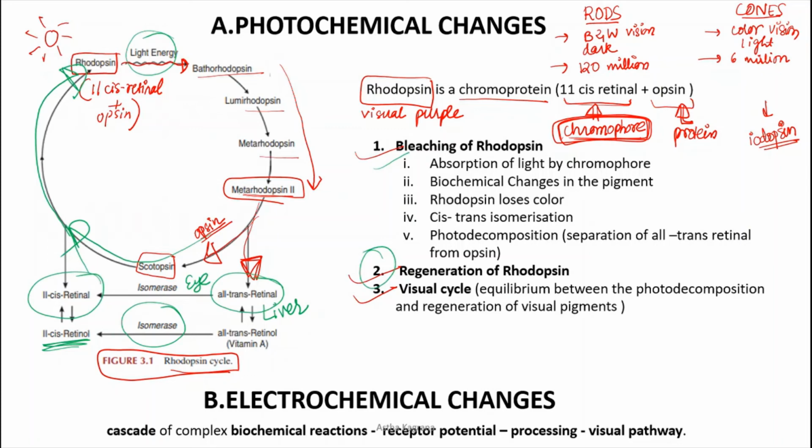Now coming to the electrochemical changes, as you saw that various biochemical changes are occurring here. This will lead to generation of a receptor potential, and further this receptor potential will be processed to form an electrical impulse which will be delivered via the visual pathway to the visual cortex. So this was about the phototransduction.